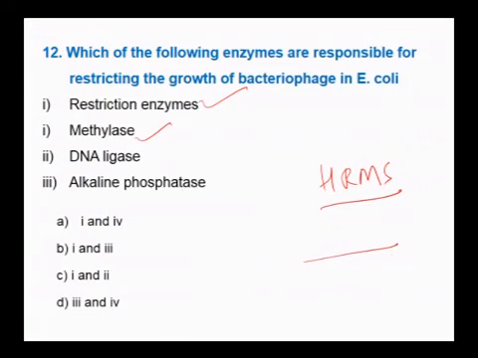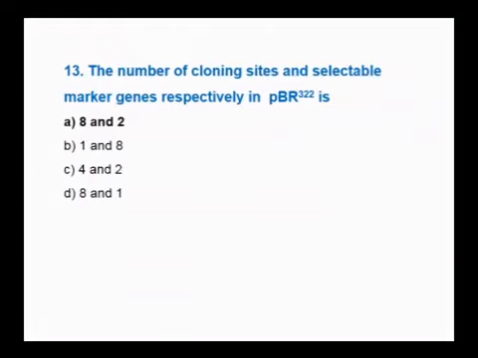DNA ligase and alkaline phosphatase are not restricting the growth. DNA ligase joins the cut ends of the DNA. Alkaline phosphatase prevents the recircularization of the DNA. Hence it is 1 and 2.